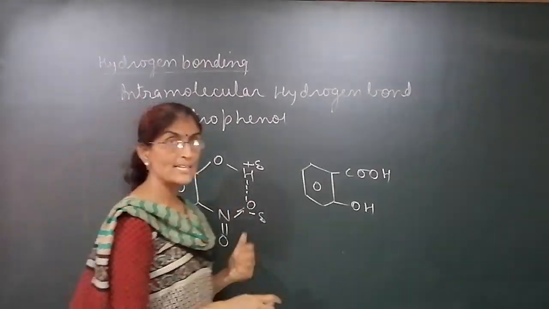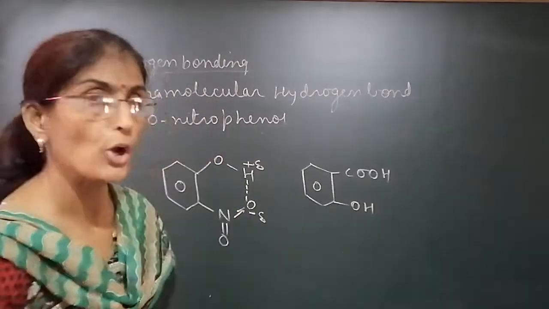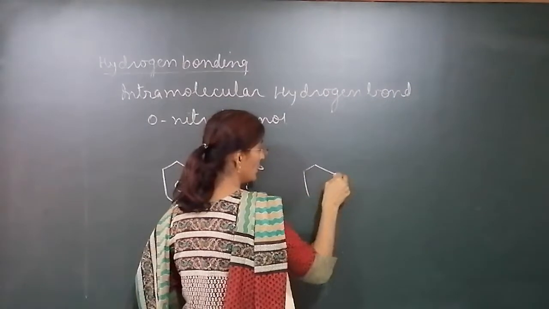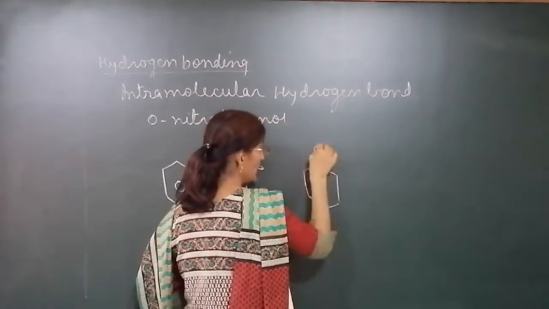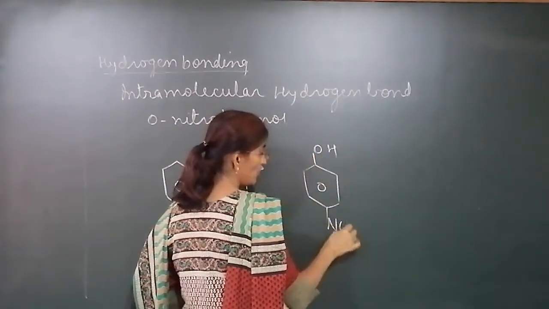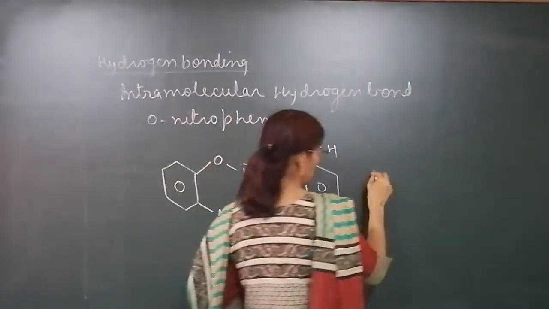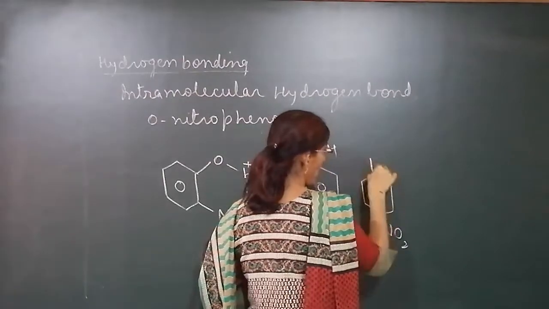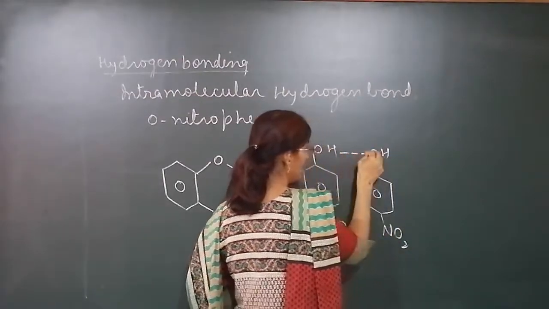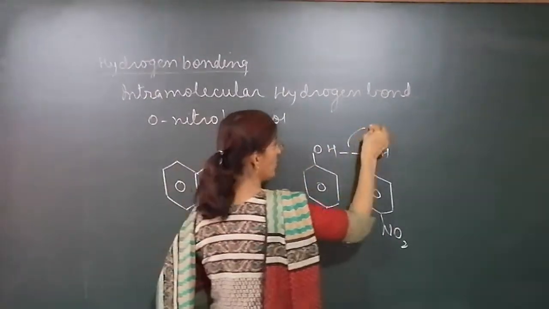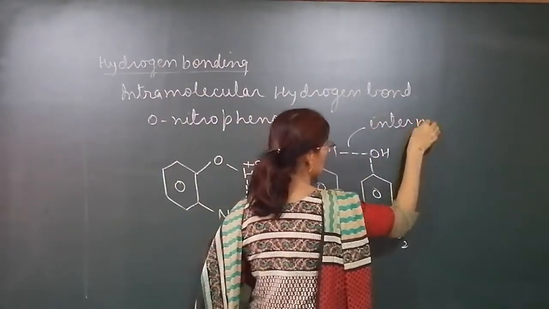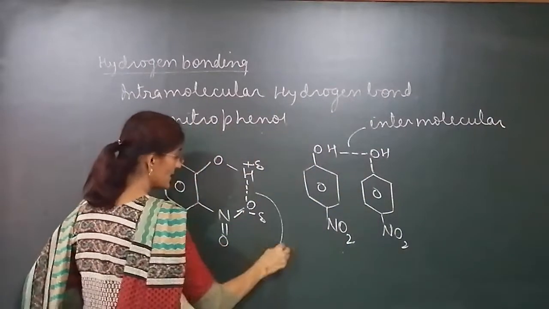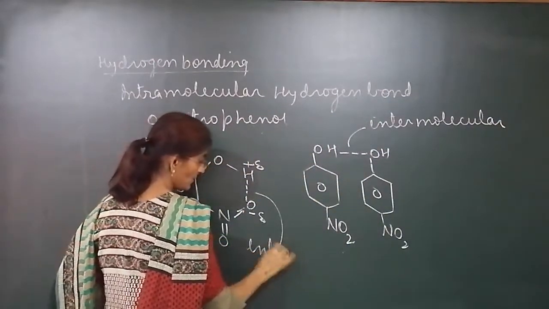In contrast, if we take another example, paranitrophenol. What happened in paranitrophenol? This is phenol, that is OH, with nitro at the para position. Ortho and para you will read later on. This is another molecule of paranitrophenol. They are joined by intermolecular hydrogen bond. So this type of bond is intermolecular hydrogen bond, and this type of bond is intramolecular hydrogen bond.